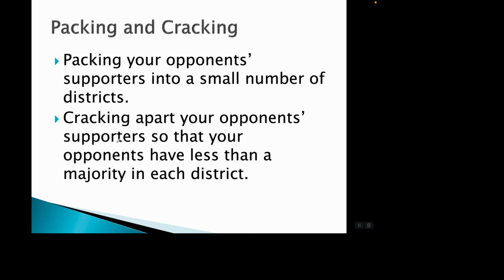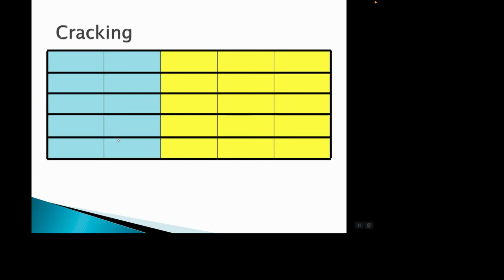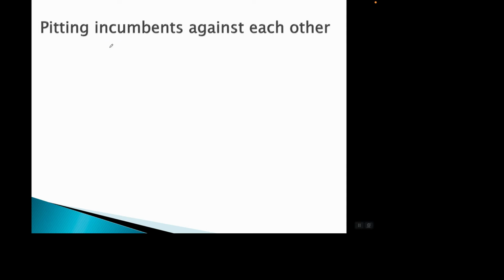Cracking. Cracking means cracking apart your opponent's supporters so that your opponents have less than a majority in each district. Here's an example. That's what the Yellow Party did to the Aqua Party in this example. Even though there are 10 Aqua Party regions, their strength is diluted because they're divvied up between the 5 districts. And so there's no district where the Aqua Party has a majority. Therefore, the Yellow Party is dominating.